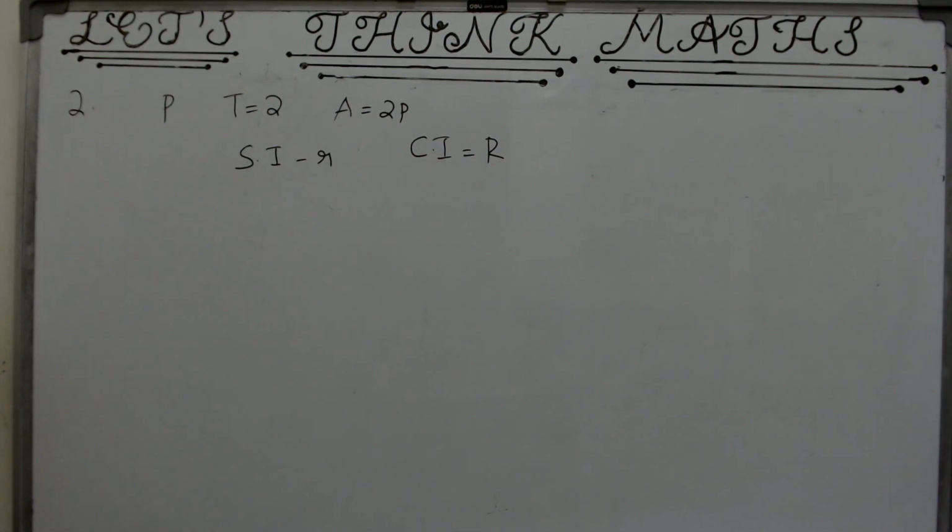Now we know that the compound interest, the value that you get, is always higher. Why is that? Because the principal keeps on changing. But now what do we have?